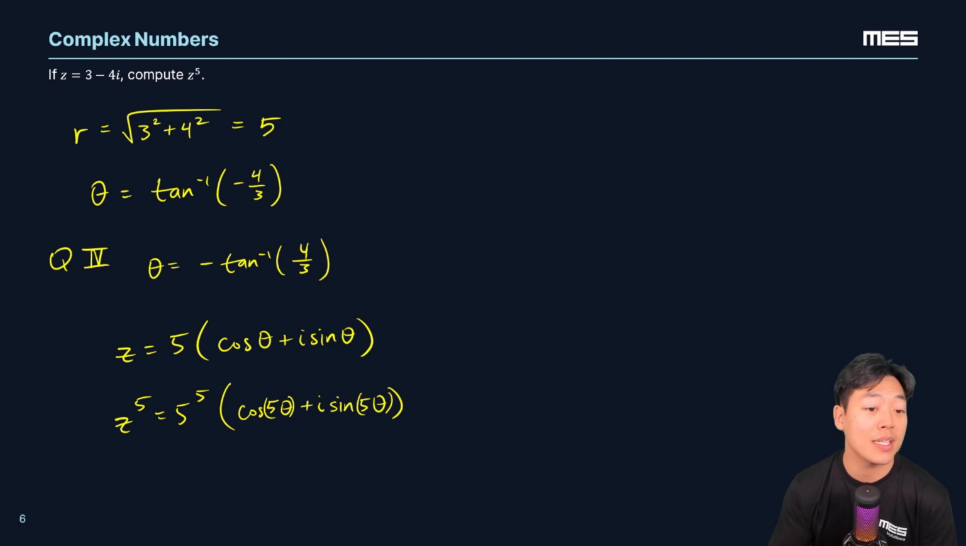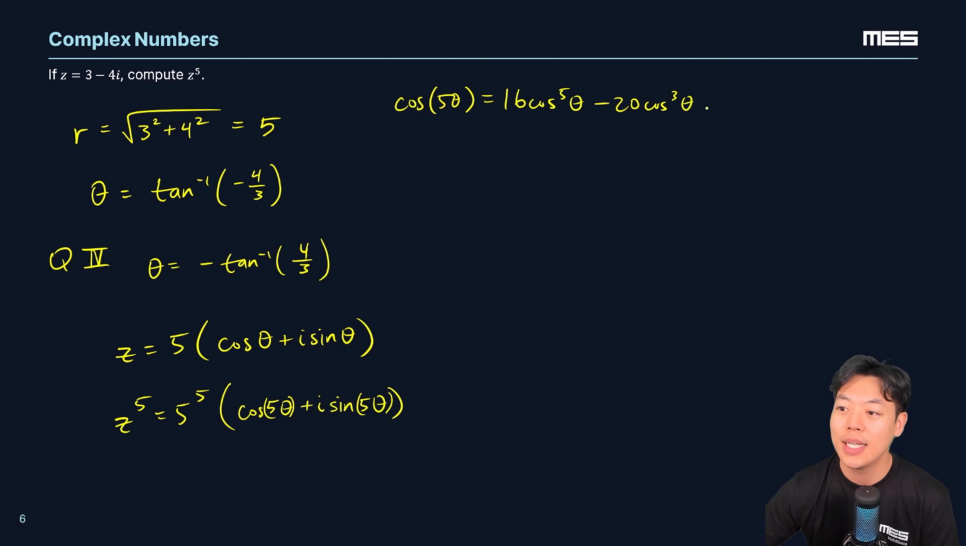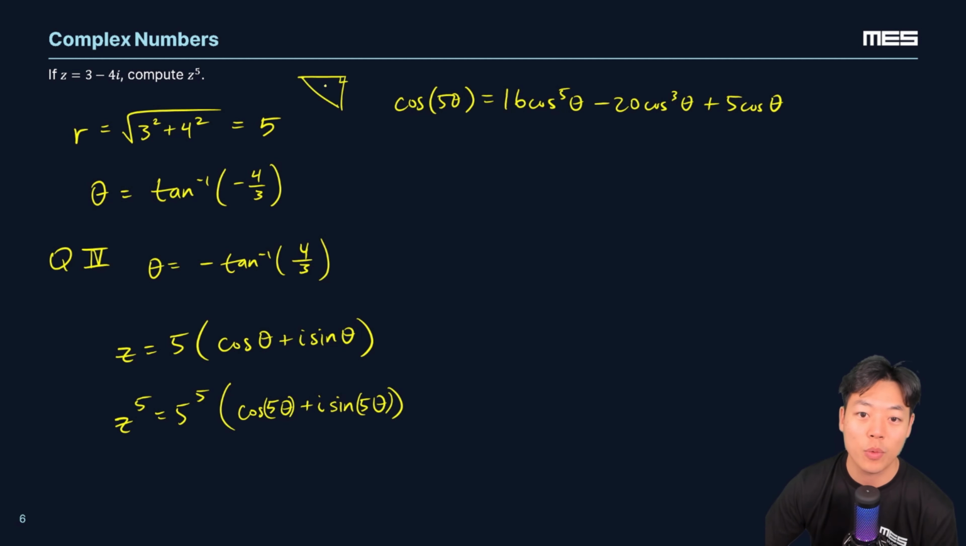Now you can choose to plug this into a calculator, but we do have some trigonometric identities that we can use here. We know that cosine of 5 theta is equivalent to 16 cosine to the 5th theta minus 20 cosine cubed theta, and then at the very end, I believe it's plus 5 cosine theta. Now from here, I can plug in what cosine of theta is, which would just be 3 over 5 using our little triangle here in the fourth quadrant. We know this is 3, this is -4, this is 5, and this is our theta. So cosine of theta will be 3 adjacent over 5 hypotenuse, adjacent over hypotenuse.